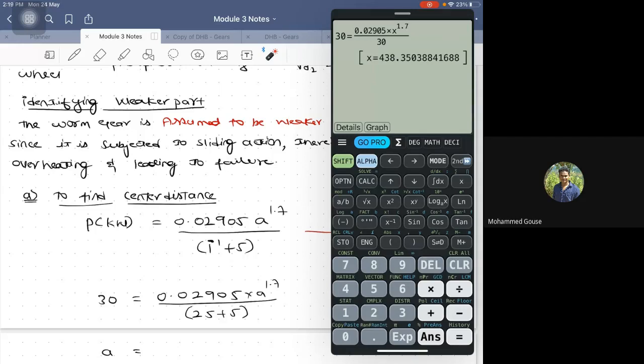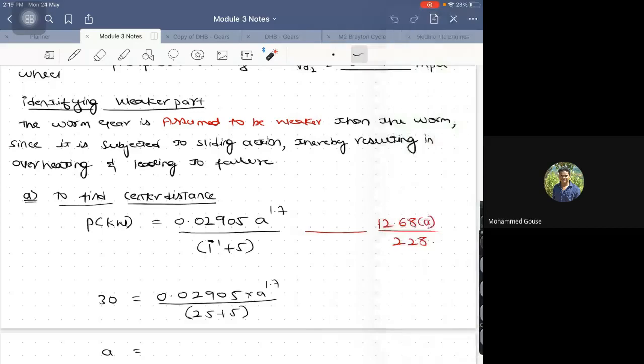Is this value correct? Correct. So it is 438. Always use this particular procedure; it would be easy using your calculator. Now the value which you have given me is 438.35. See, 438.35 cannot be maintained as a center distance, isn't it? It should be a whole number.